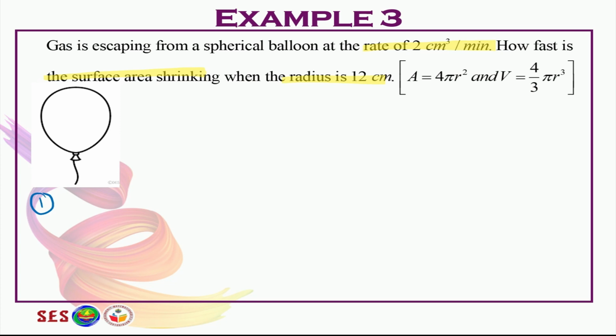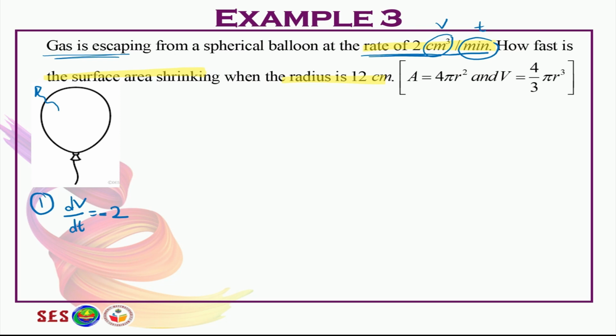So first information is rate of 2 cm³ per minute. So we know that cm³ is V and then minutes is time. So this one is dV over dt. So dV over dt is equal to 2. And then from the question, you know that gas is escaping. So it means that the volume is decreasing. So dV over dt is equal to -2.